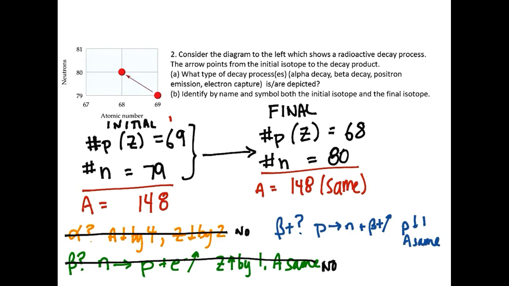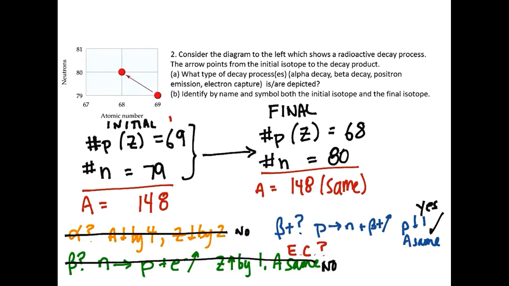So for positron emission, the proton gets converted into a neutron and ejects a positron. In this case, the number of protons would go down by 1, but the mass number would stay the same. Now this is a possibility because this is what's happening. So this is a check. Yes, that could be true.